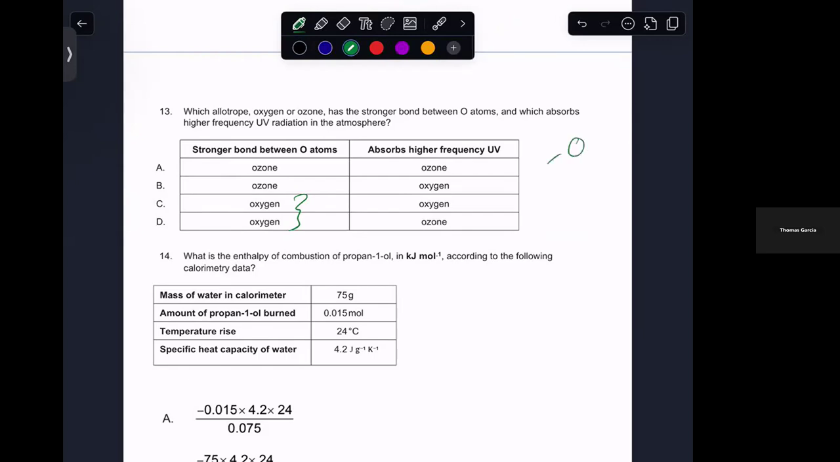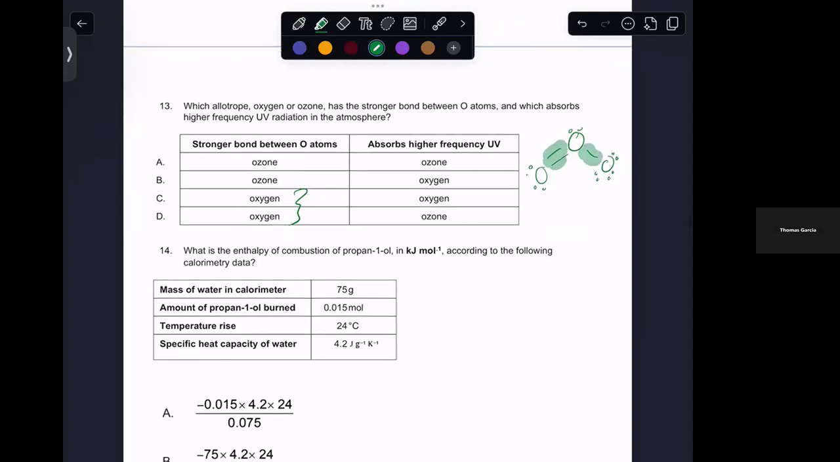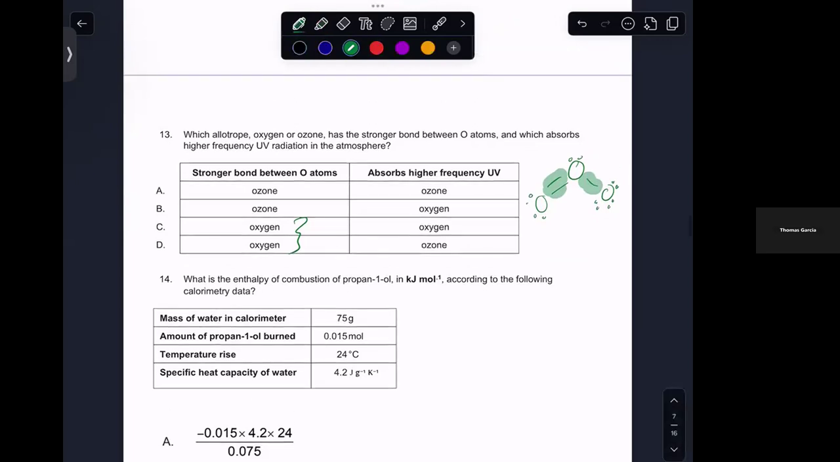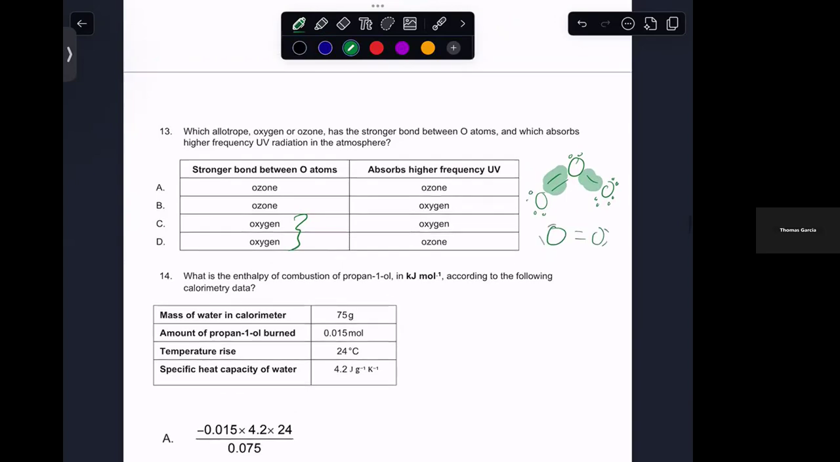Furthermore, ozone looks like this with a single bond and a double bond, and it creates what we call resonance structures. So either of these two bonds can be the single or the double. And we actually have two weaker bonds than just a regular double bond, which is incredibly strong. So ozone is going to have the weaker bond.